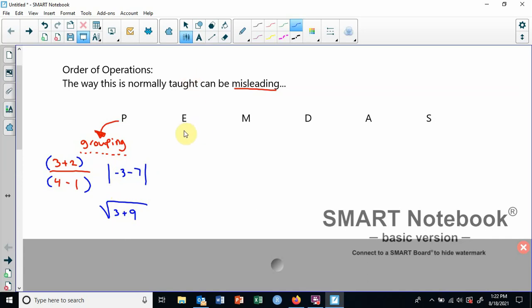What comes next are exponents. I think that's pretty self-explanatory, but we will talk about exponents before we actually do some order of operations. Now, these last four are the most misleading part of this. Most people read this and think you're supposed to multiply before you divide, but that is not the case. These are of equal importance.